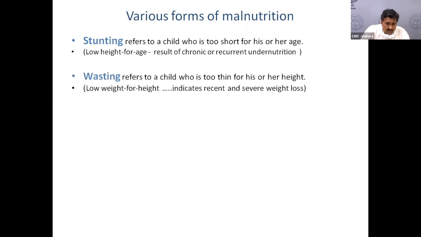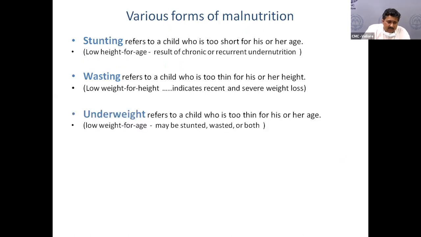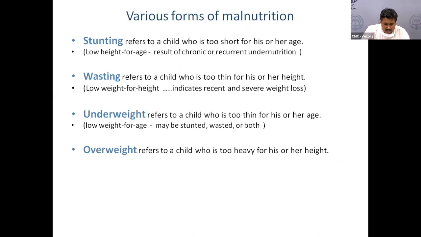Wasting means low weight for height, indicating a recent, acute onset and severe weight loss. Underweight means low weight for age. It can be stunting, wasting, or both. Other challenges include overweight, which refers to weight too high for height or age.